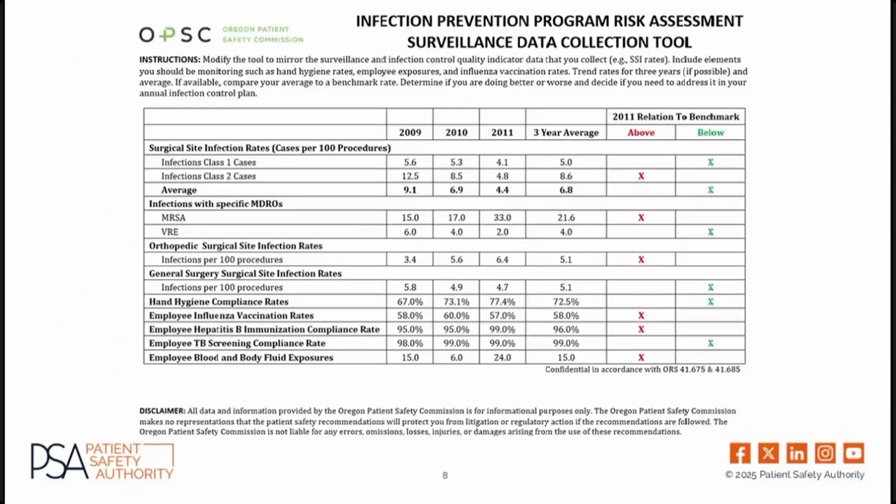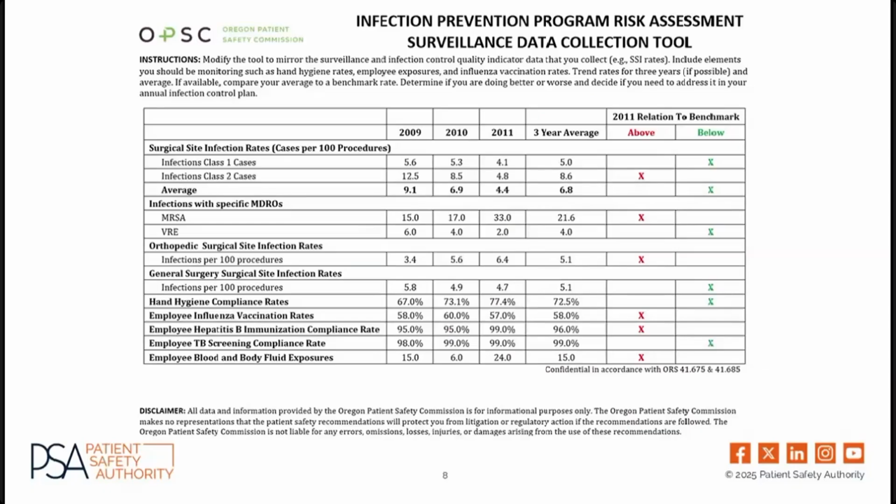So this is an example from the Oregon Patient Safety Commission on infection surveillance and quality data, and that can be useful when you think about how you're going to prepare for your risk assessment. It doesn't have to be overcomplicated. If you're putting together a chart like this, it may take some time in that first year, but then in subsequent years, all you're really doing is adding the current year's data.